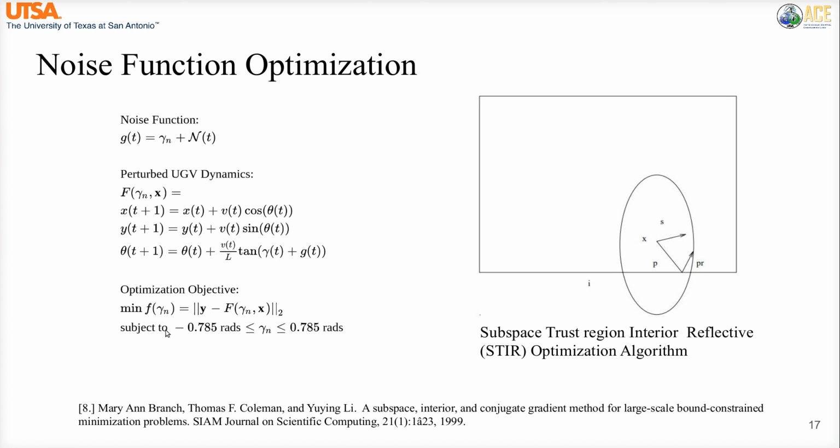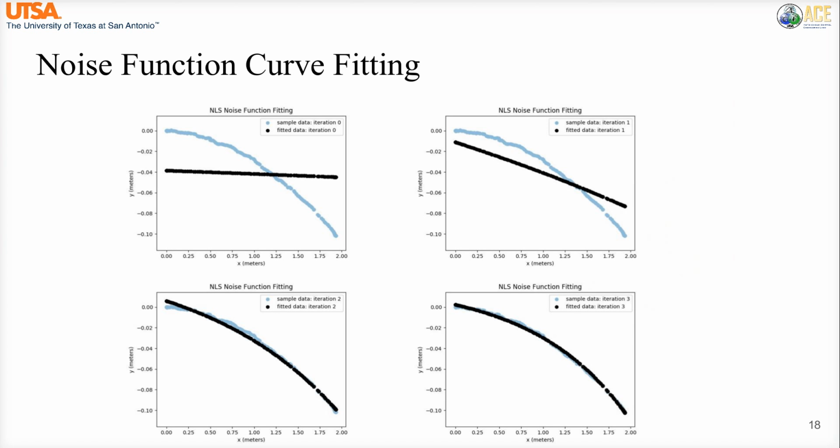In order to actually optimize this objective function, I'm using an interior point method. I'm using the subspace trust region interior reflective optimization algorithm. It's mainly meant for nonlinear function optimization, and it works with both constrained and non-constrained optimization problems. Here you can see at each iteration what it's trying to do. It's trying to find the actual gamma_n such that it fits this drift distribution with the recorded data up to some amount of error.